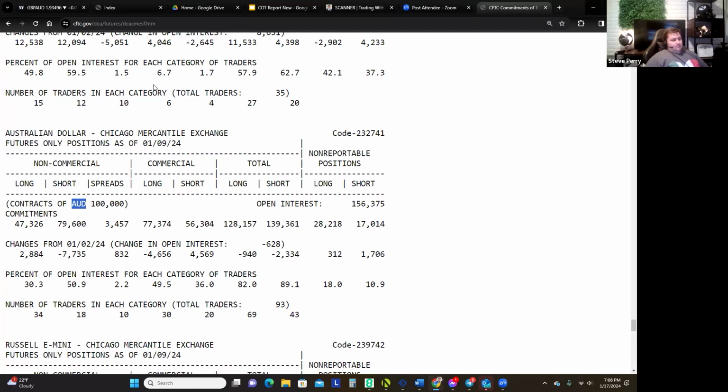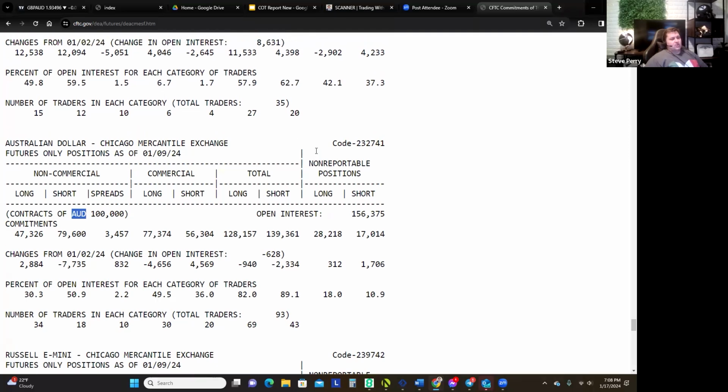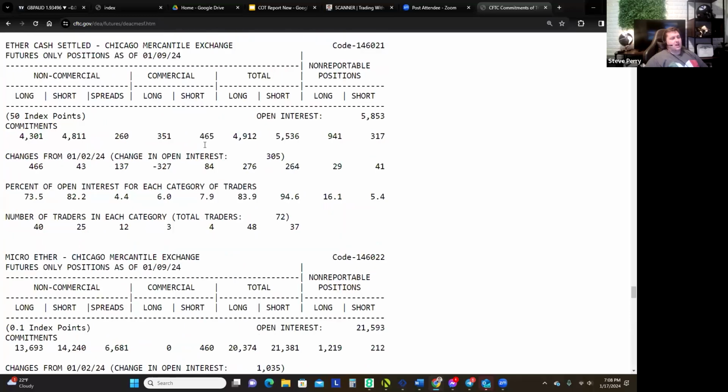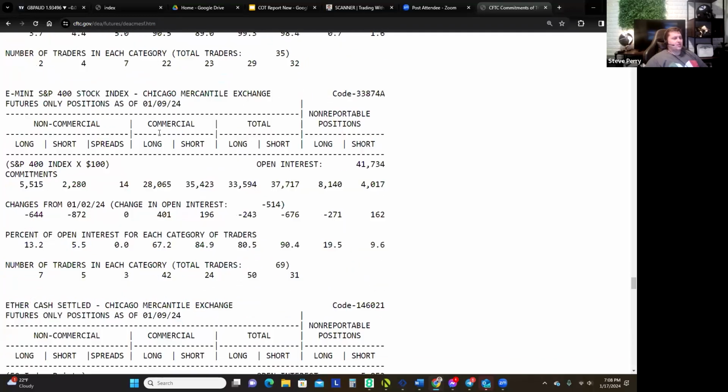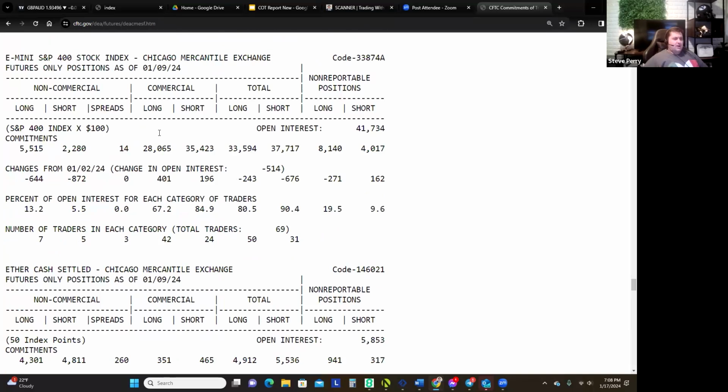But let's start here. This is what a COT report looks like. Again, it stands for Commitment of Traders. It shows you what the banks are buying and selling each week. And there's one that comes out every Friday at 4 p.m. Eastern.